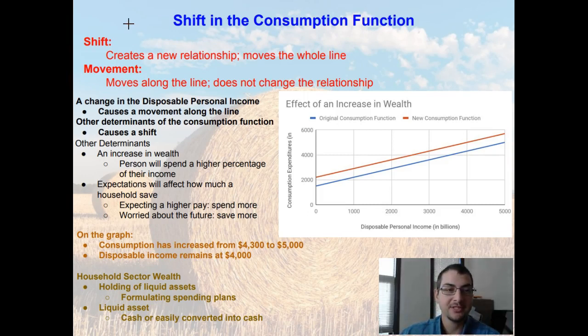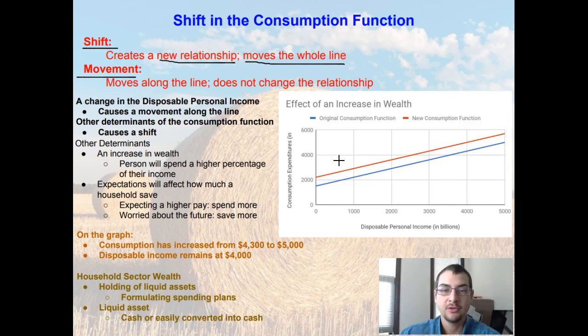So first and foremost, let's identify what's the difference between a shift and a movement. A shift creates a brand new relationship, or in layman's terms, it basically moves the whole line. Whereas before, you might have this point, and all of this is a relationship. Each one of these lines is a relationship between disposable personal income and consumption expenditures. It's saying at a series of different disposable personal incomes, there's a series of different consumption expenditures.